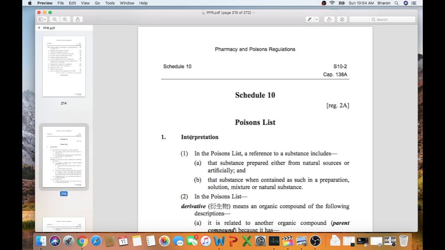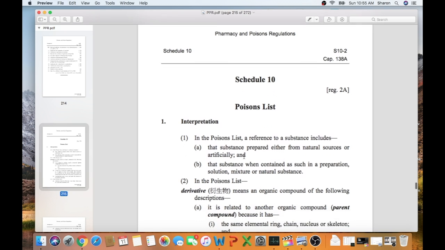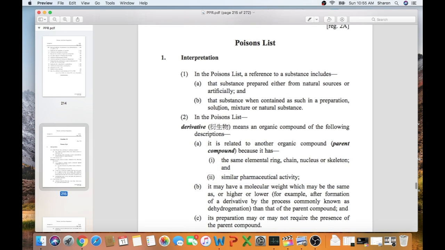Okay, so when you locate it, it's on S10-2, which is page 215 if you have it on your PDF. This is Schedule 10, and this is where the poisons list begins. Have a quick read through of this part, the interpretation part.